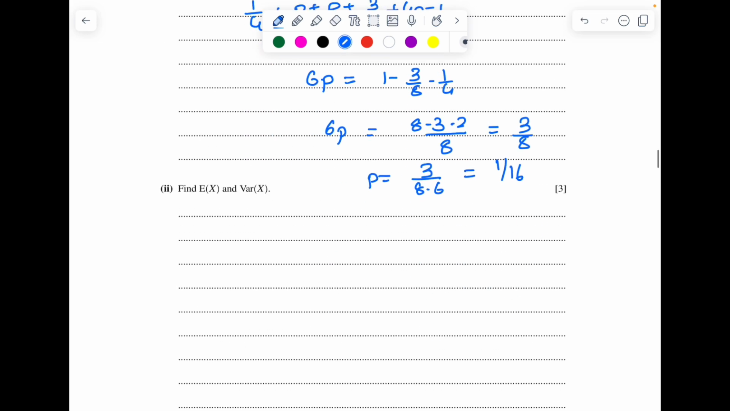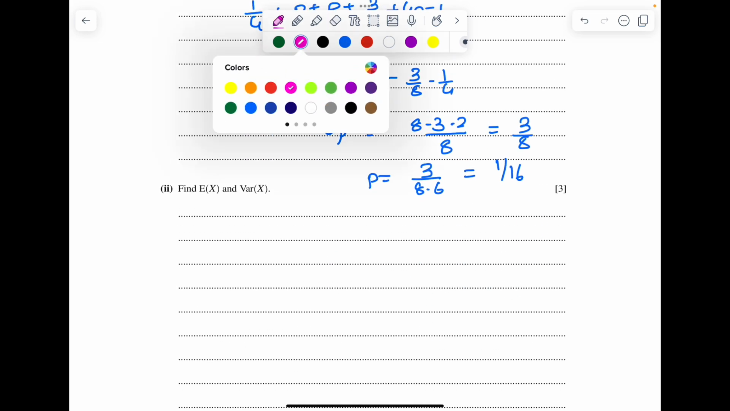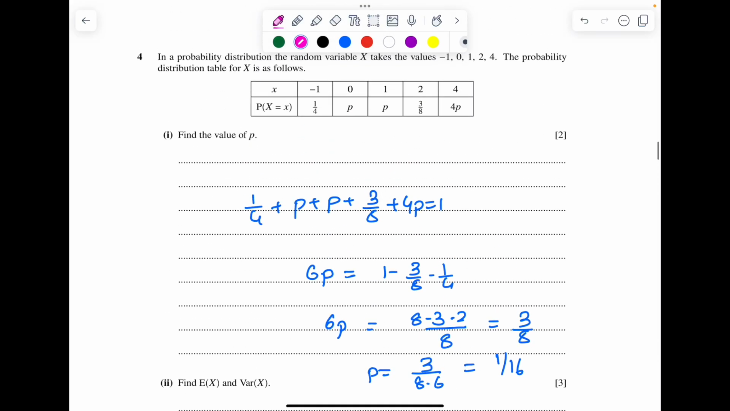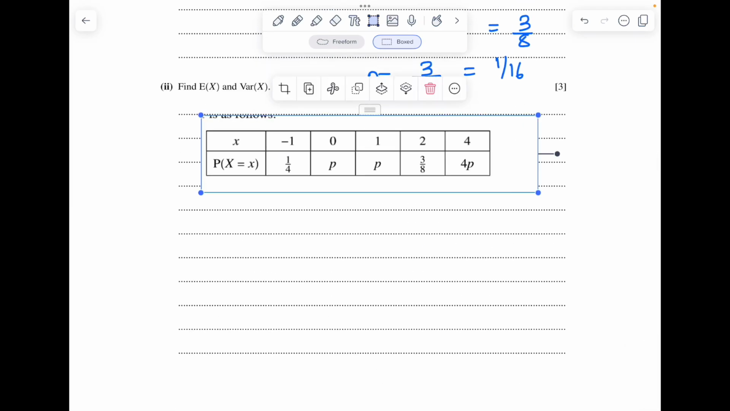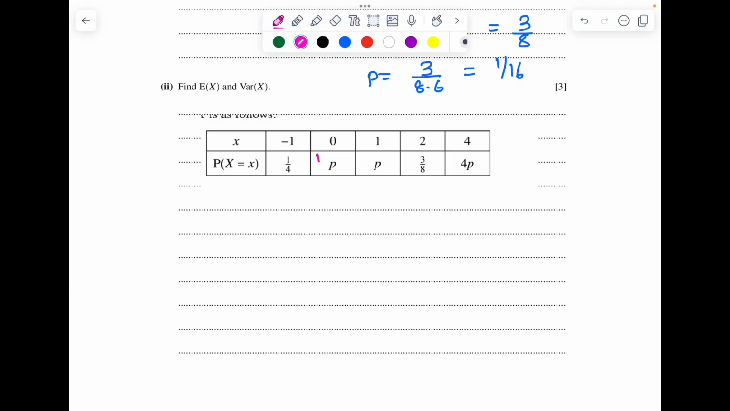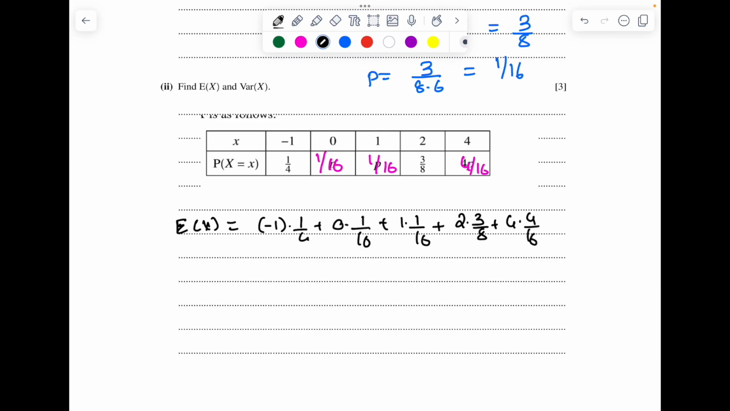Find the expected value of x. So what should be the expected value of x now? Let me copy this table there. The p value we got as 1 upon 16. So I replace that with 1 upon 16, 1 upon 16, 4 upon 16. So what is the expected value of x? Minus 1 times 1 upon 4 plus 0 times 1 upon 16 plus 1 times 1 upon 16 plus 2 times 3 upon 8 plus 4 times 4 upon 16, which is going to be 25 upon 16.